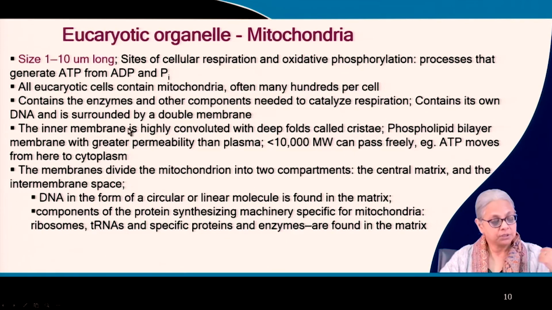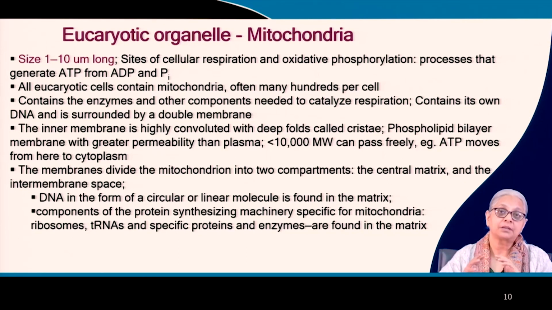Then you have a phospholipid bilayer membrane, which has higher permeability than the plasma membrane. So that's another advantage. Molecules less than 10,000 molecular weight can pass in and out freely, and ATP has to move in and out of this cytoplasm of the mitochondria. So we're dealing with something that's very different from the prokaryote.